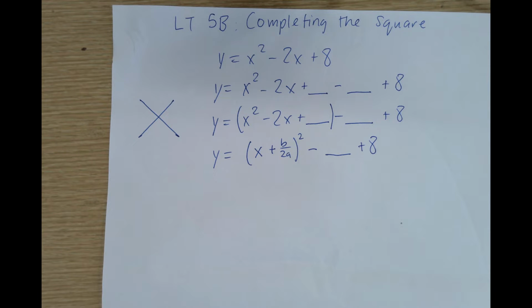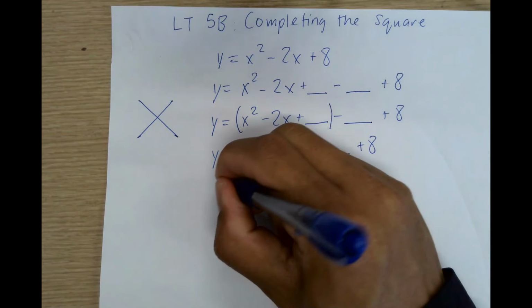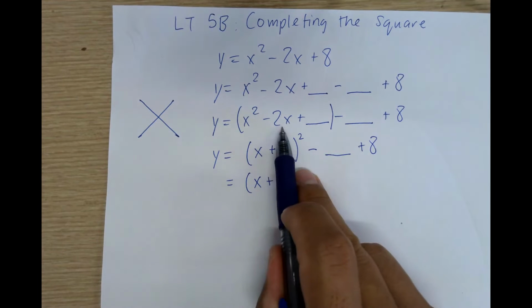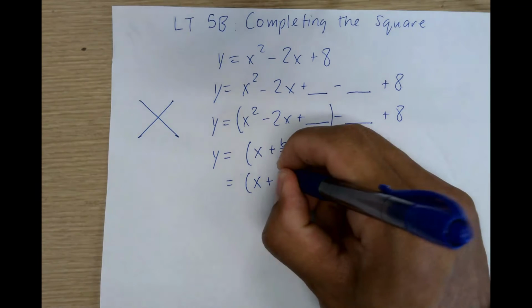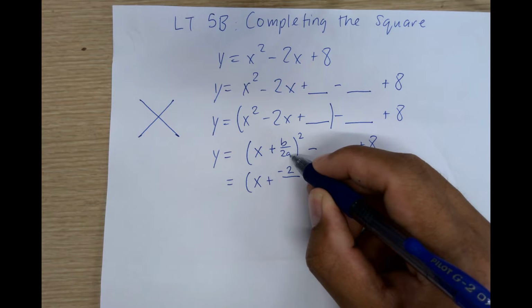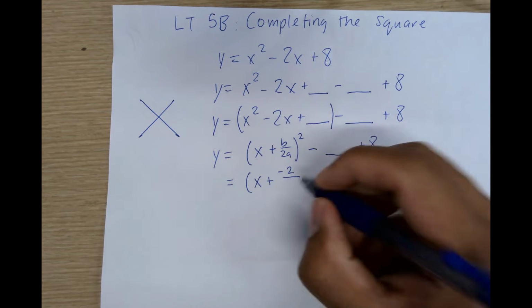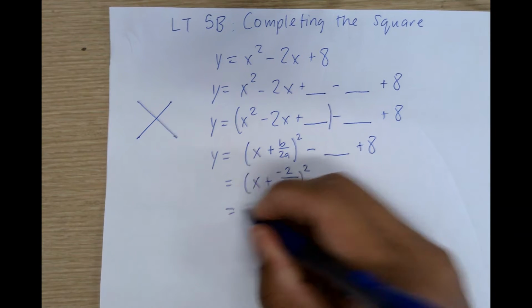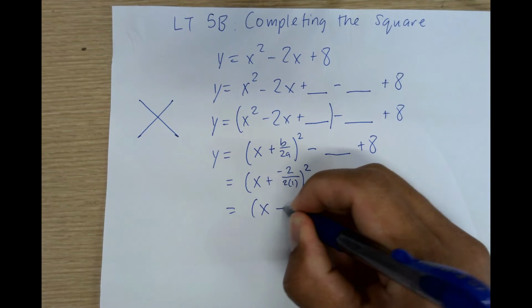So what we're going to see here is that for this one, if I plug it in, it's going to equal x plus, and b is the number in front of just x, so that would be negative 2. And then the number in front of a, or x squared, is just 1, so it would be negative 2 divided by 2 times 1, and that would be x minus 1 squared.